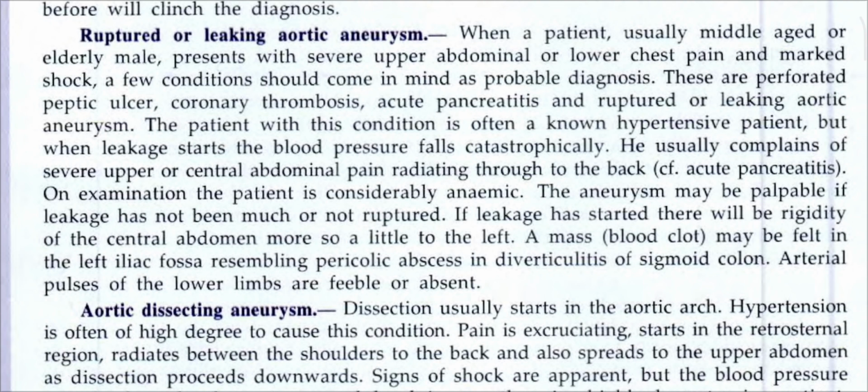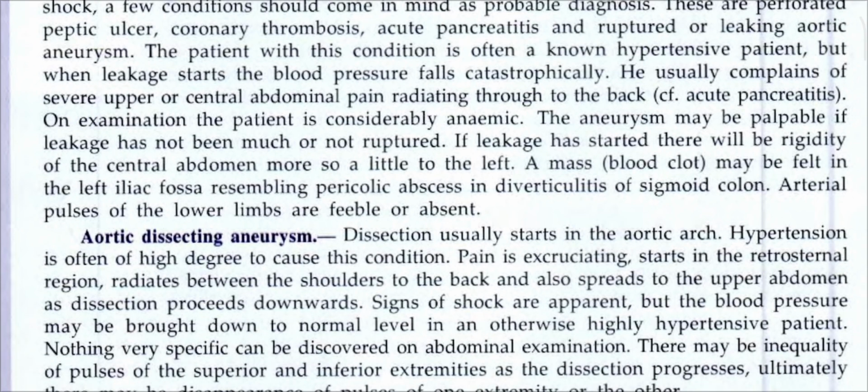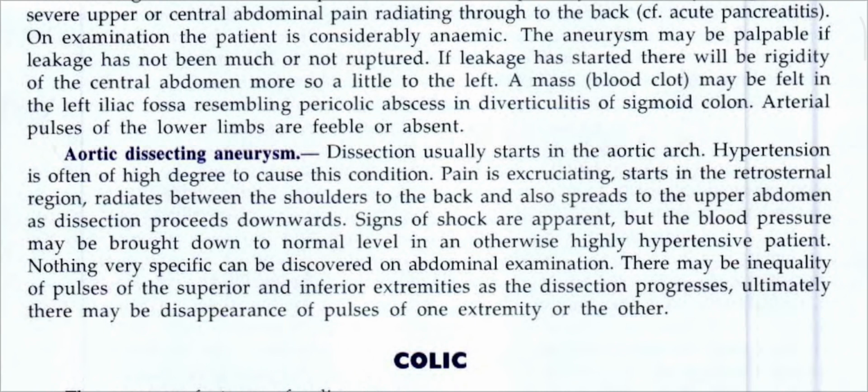He usually complains of severe upper or central abdominal pain radiating through the back. On examination, if the patient is considerably anemic, the aneurysm may be palpable if the leakage has not been much or not ruptured. If the leakage has started, there will be rigidity of the central abdomen, more so a little to the left. A mass of blood clot may be felt in the left iliac fossa, resembling a pericolic abscess in diverticulitis of the sigmoid colon. Arterial pulses of the lower abdomen are feeble or absent.